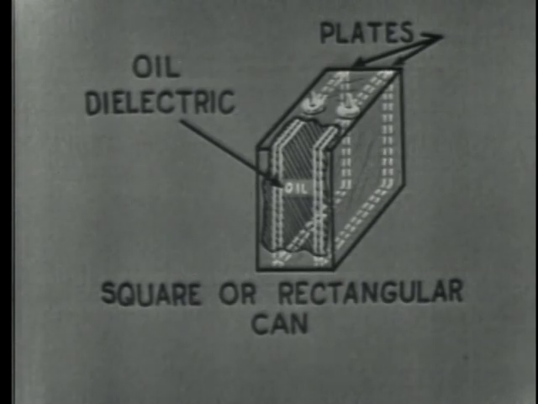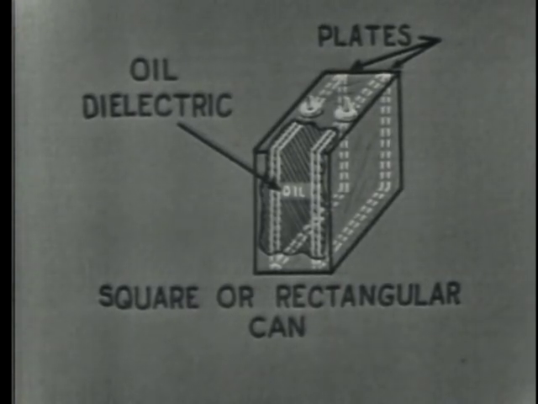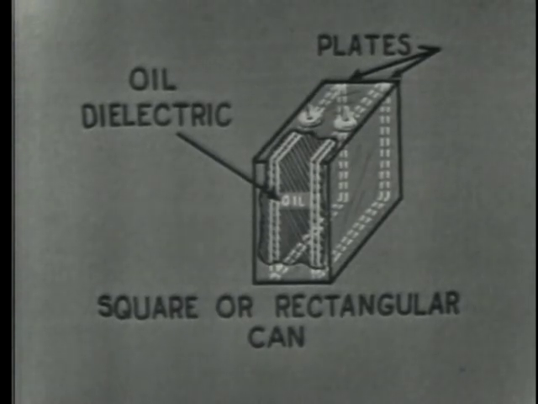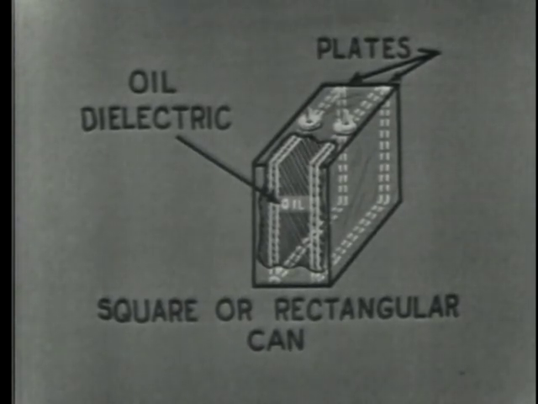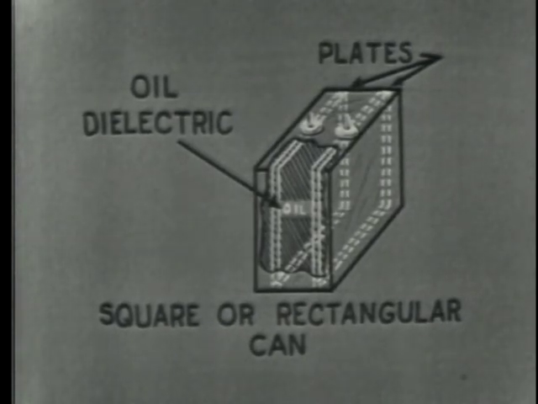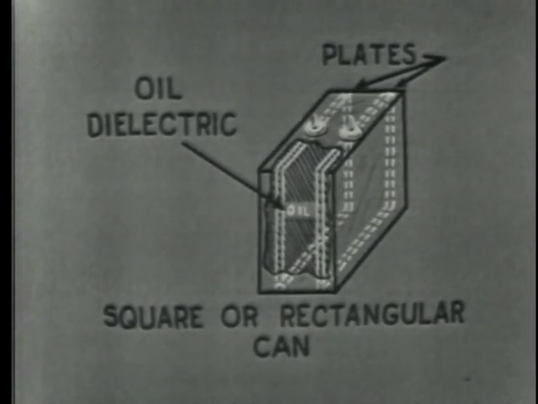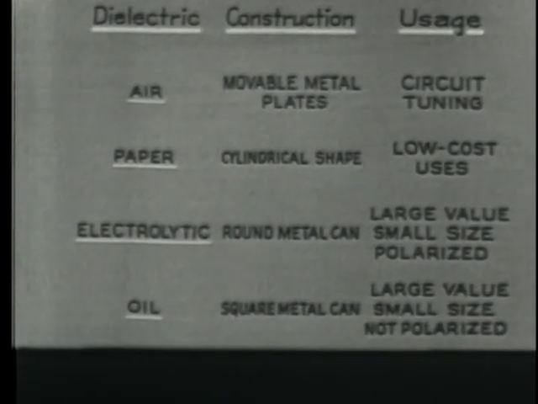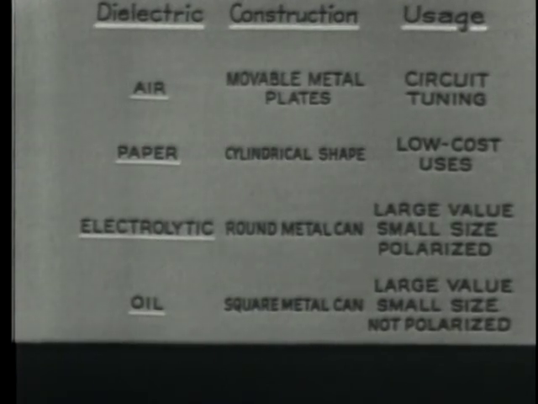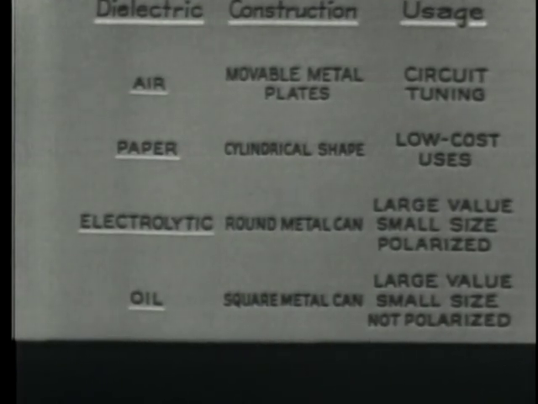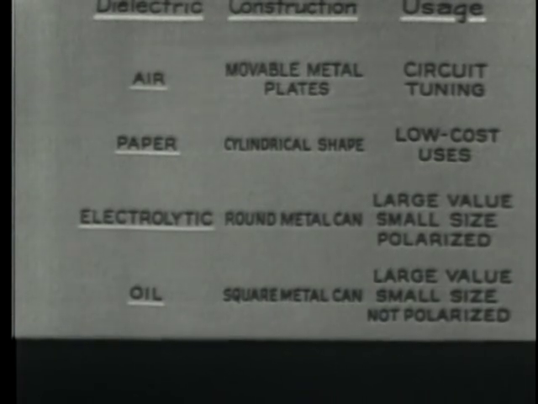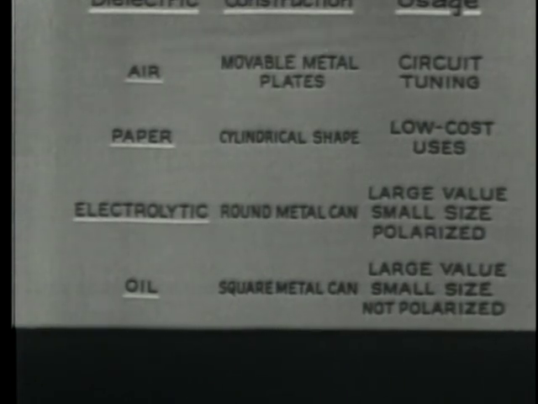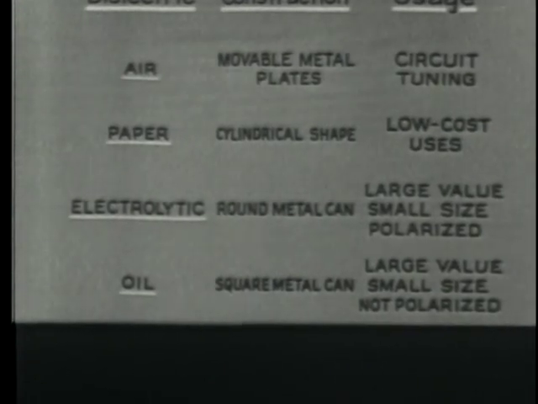And in addition, it has one very important advantage over the electrolytic capacitor. You'll notice that there are no polarity markings on the can. It is not polarized and can be used in both DC and AC circuits. Remember, large capacitors of the electrolytic and oil fill types are both contained in metal cans. They are both relatively small in size, that is, small for the amount of capacitance they have.